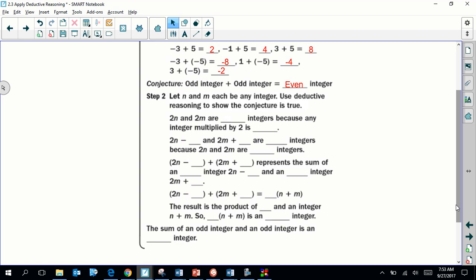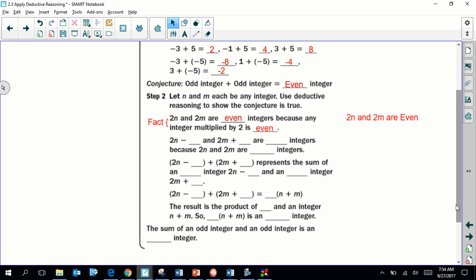At this point, where it says 2n and 2m are something, we're going to say 2n and 2m are even integers. Because anytime I multiply something by 2, I'm always going to wind up with an even number. That's an accepted fact. No matter what number I have, if I multiply it by 2, I'm going to wind up with an even number. So whatever the products 2 times n and 2 times m are, those have to be even numbers.